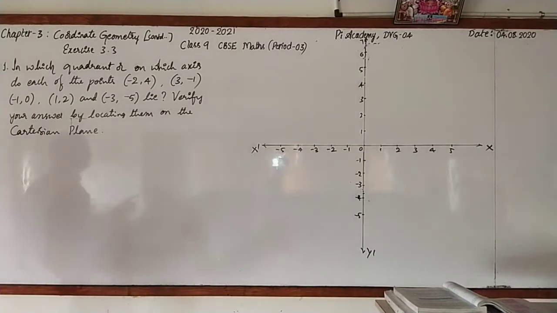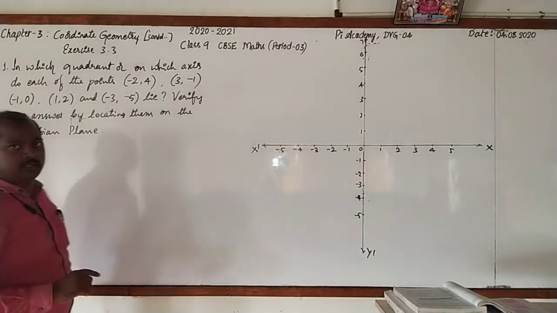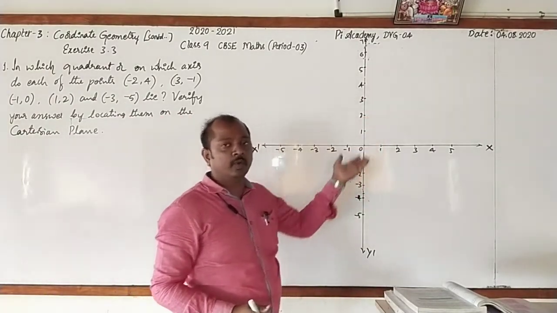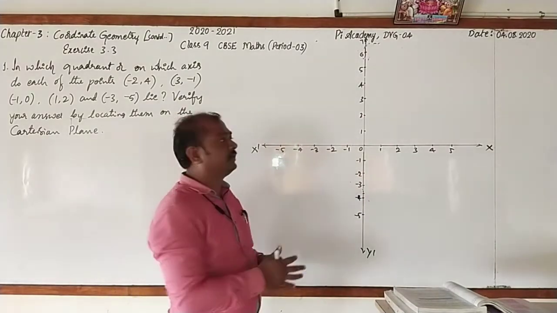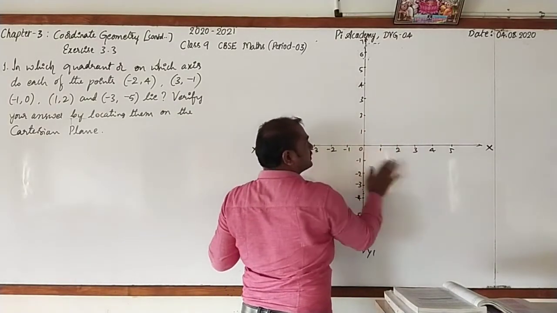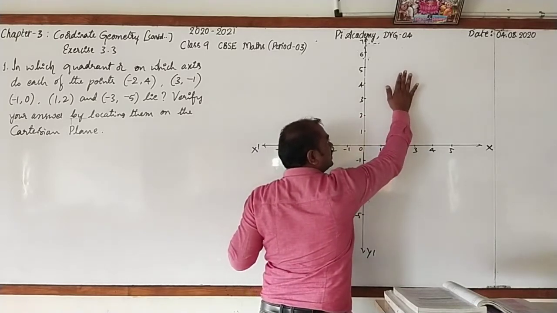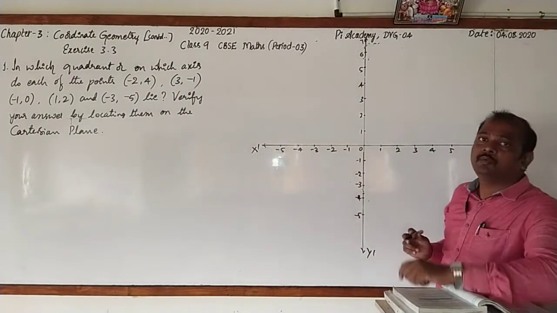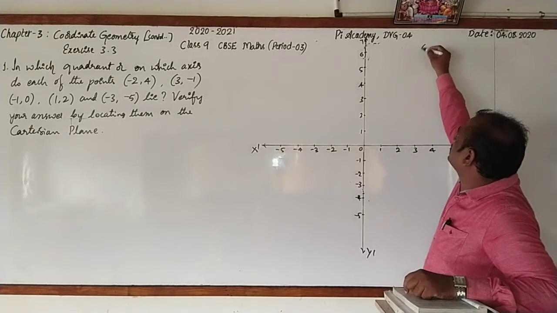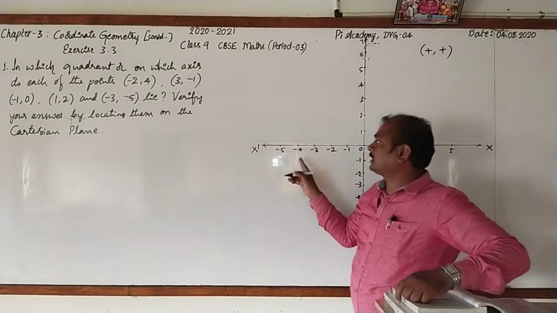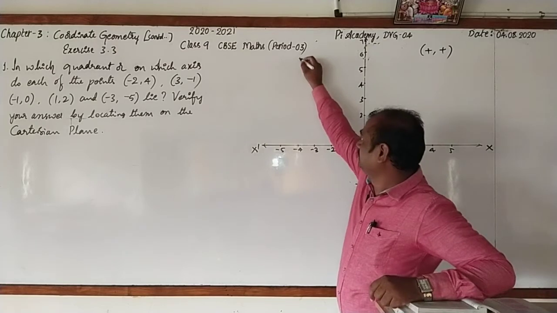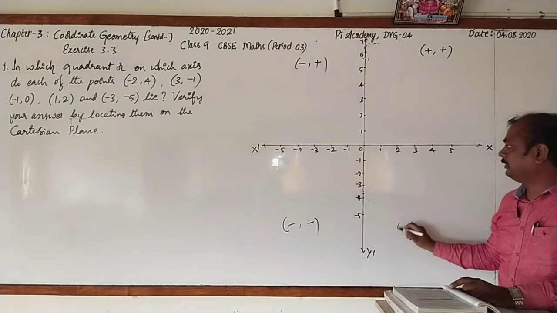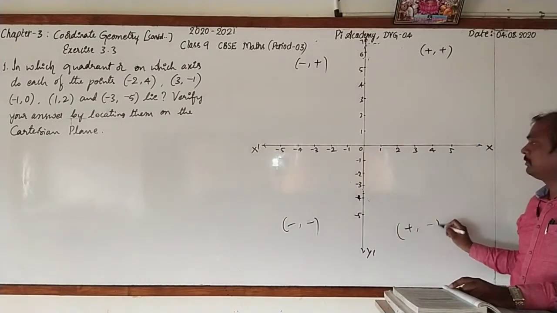Did you understand? Yes. You know what quadrants are. The Cartesian plane is divided by the horizontal and vertical lines, nothing but the x and y axes. Each part is called a quadrant: this is the first quadrant, this is second, this is third, and this is fourth. We also know the signs of these. First quadrant, sign plus, plus. Second quadrant, minus, plus. Third quadrant, minus, minus, and fourth quadrant, plus, minus.